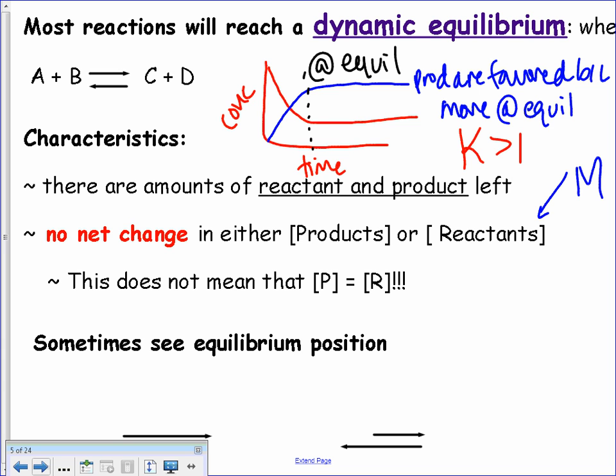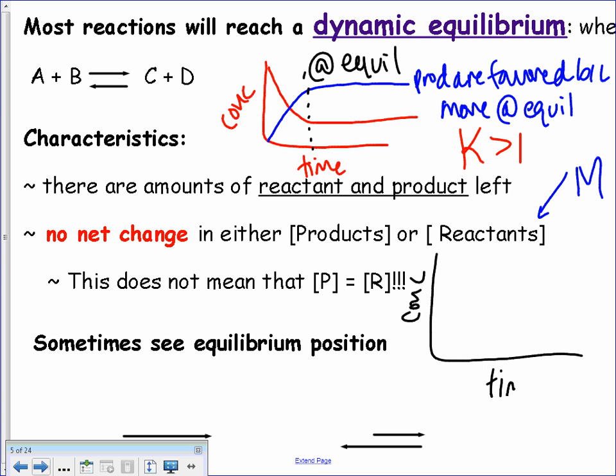And that's what the graph looks like. And if you see a graph like that, you immediately should be able to tell that the products are favored simply because there's more of them versus the reactants. And that means the K value is greater than 1. So knowing that, let's reverse all that information. You tell me what the graph looks like for reactants favored.